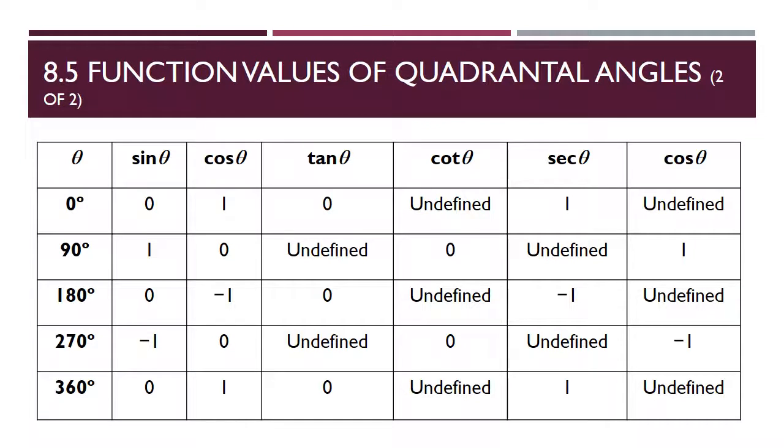They've got the angles in degrees here. Of course, remember, for radians, it would be 0, pi over 2, pi, 3 pi over 2, and 2 pi.